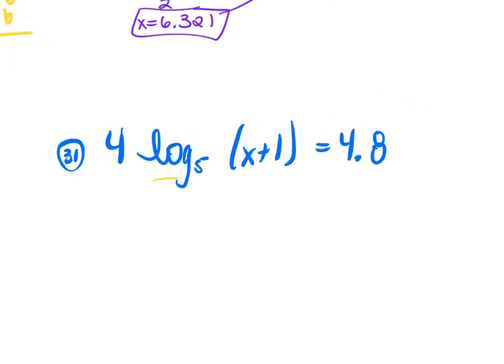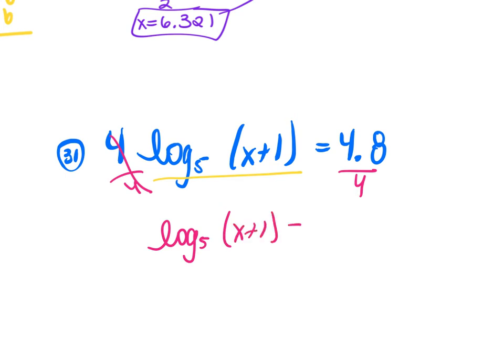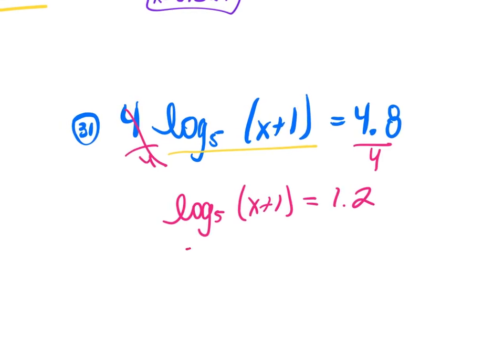In this case here, we want log base 5 by itself, so I'm going to divide both sides by 4. So I have log base 5 of x plus 1 equals 1.2. The opposite of log would be exponential, so I'm going to say 5 to the log base 5 of x plus 1 equals 5 to the 1.2 power.